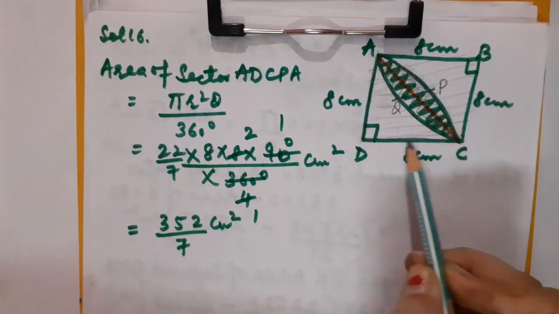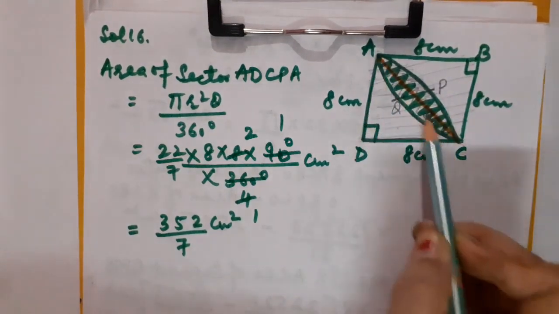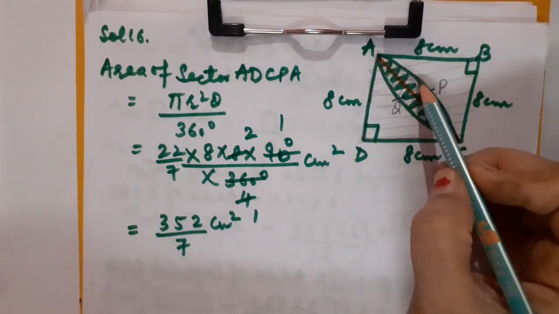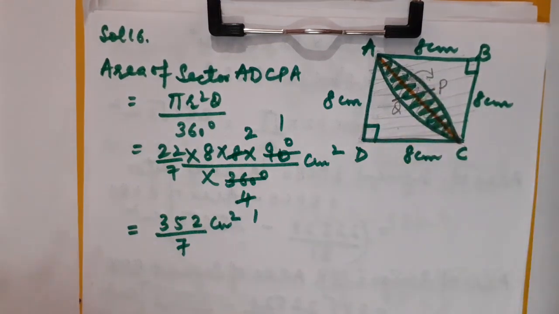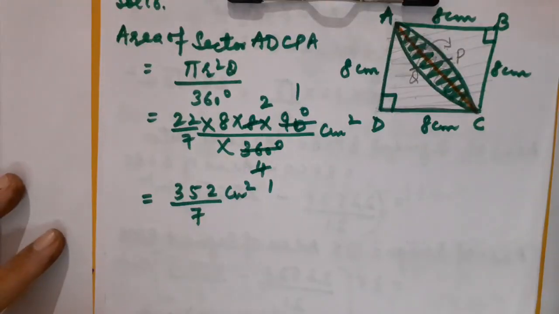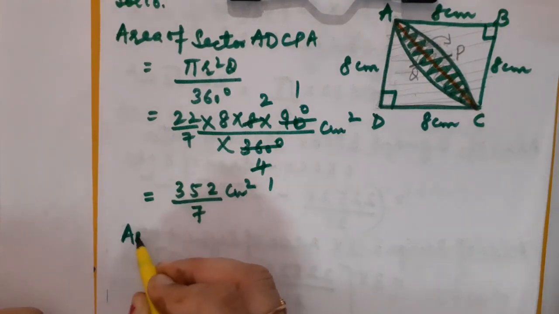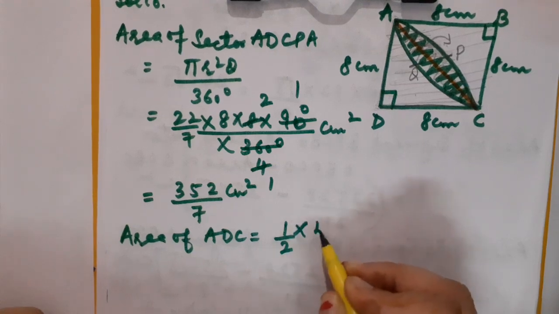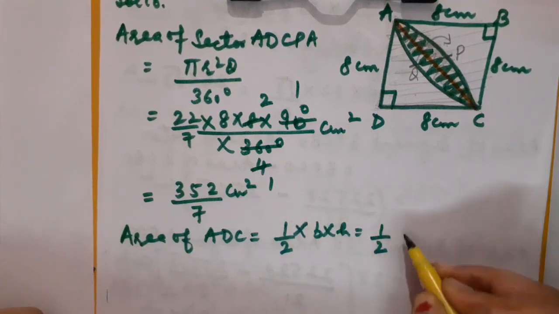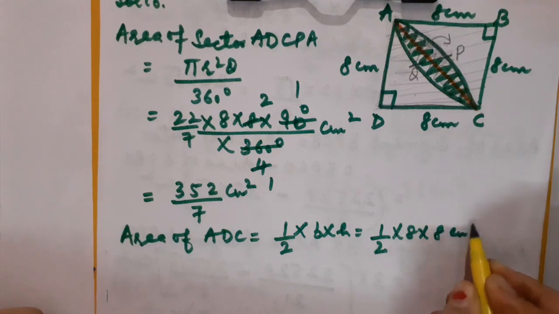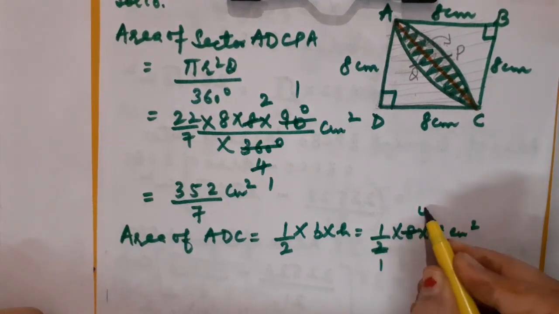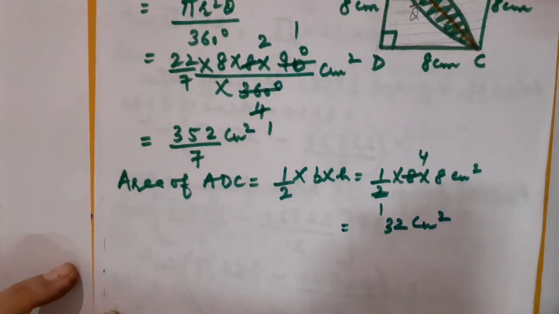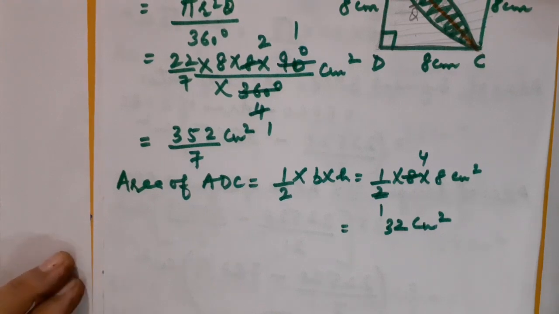Now I am going to subtract the area of the right angle triangle, that is ADC. So I will be able to get the area of APCA, meaning the second part of the design area. So children, as you know, this is a right angle triangle formed. So area of triangle ADC is equal to half into base into height. That is half into 8 into 8 centimeter square. 2 ones are 2, 2 4s are 8. So I have got 32 centimeter square. Correct? This is the area of the right angle triangle.